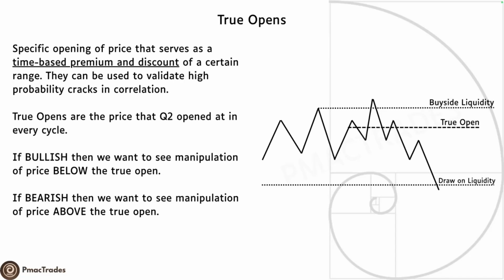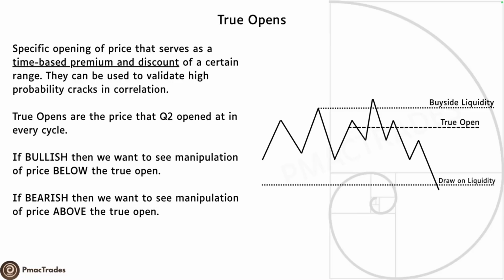Next are true opens, and these are a very crucial aspect to the foundation of quarterly theory. True opens are a specific opening of price that serves as a time-based premium and discount of a certain range. They can be used to validate high probability cracks in correlation. So true opens are the price that quarter 2 opens up at in every single cycle.